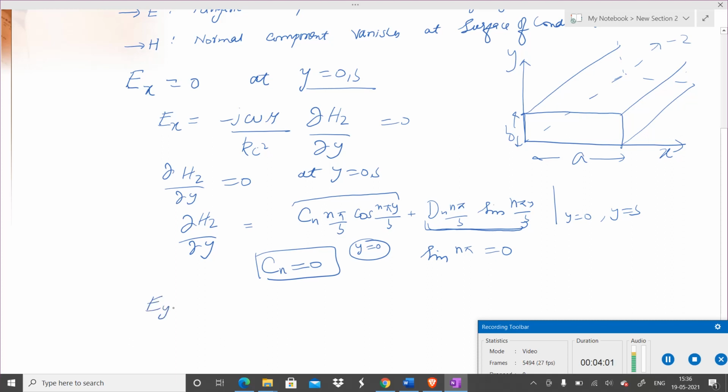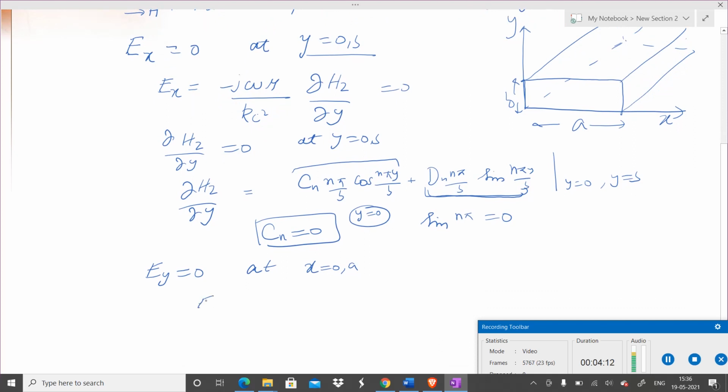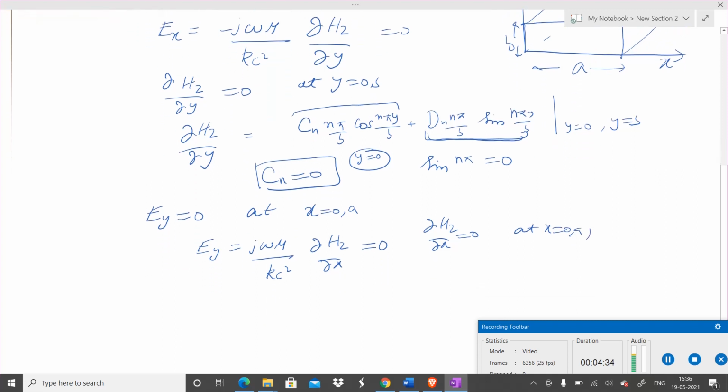Also, the boundary condition will imply Ey should be 0 at the boundaries, that is at x is equal to 0 and a, that is a tangential component. Hence, from the previous class relationship, Ey is equal to j omega mu divided by kc square del Hz upon del x. So when Ey is 0 at the boundaries, it means del Hz upon del x should also be 0 at x is equal to 0 comma a. It's a simple exercise. You differentiate Hz with respect to x, put that equal to 0, and you will again get that the constant Am should be equal to 0.